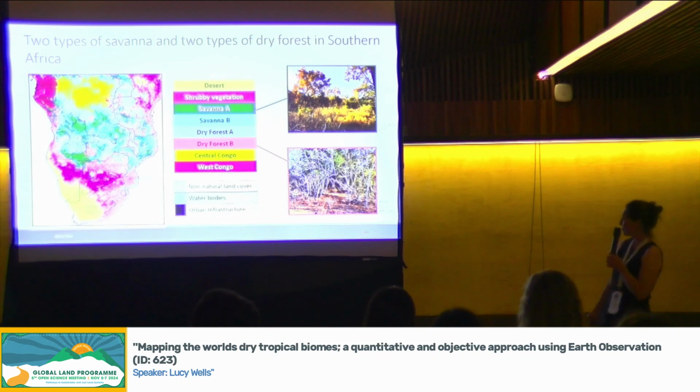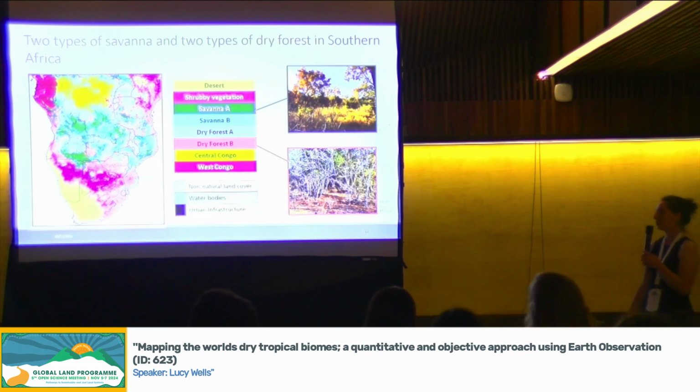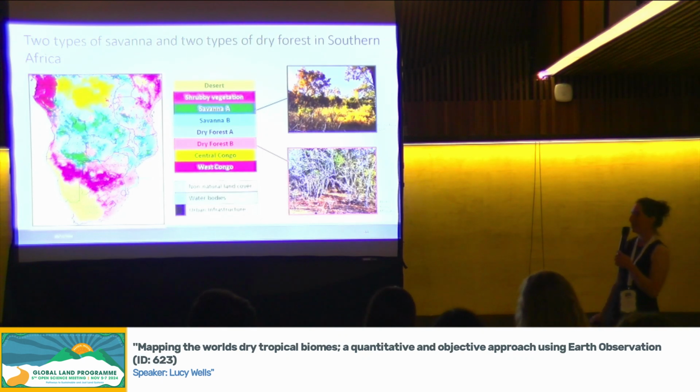And again, there were 8 different vegetation types: 2 very dry, shrubby, deserty vegetation types, 2 types of rainforest, and then what we're mostly interested in, which is the middle portion, which is 2 types of savanna, mostly separated out by their fire regime, and then 2 types of dry forest.